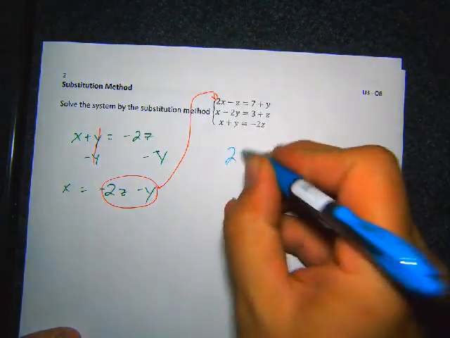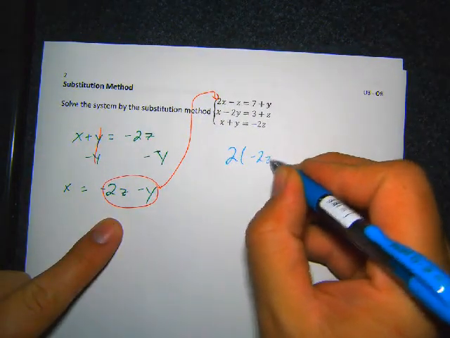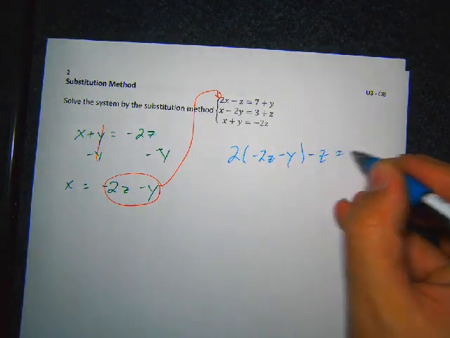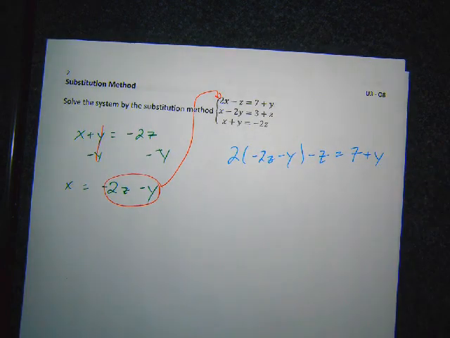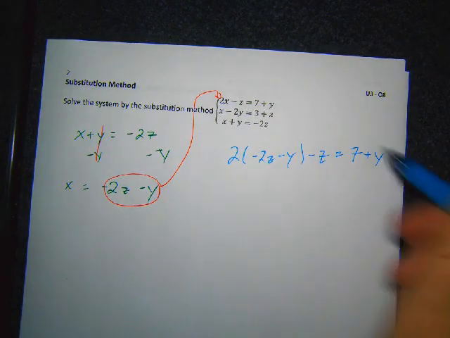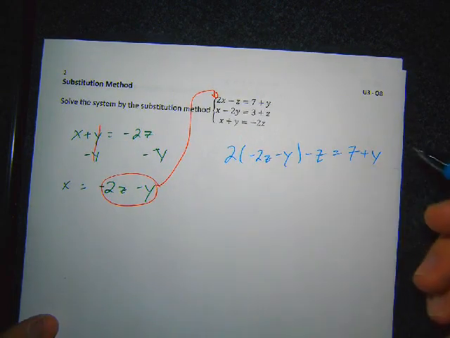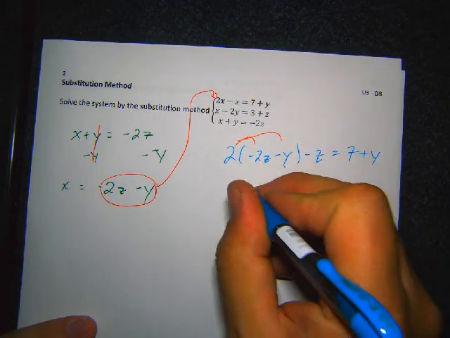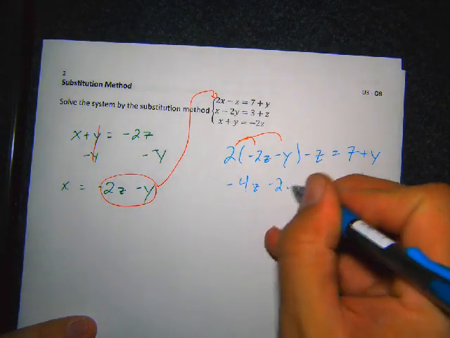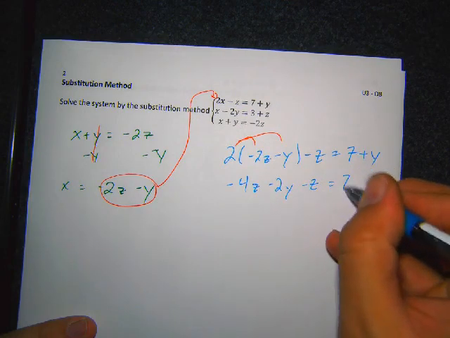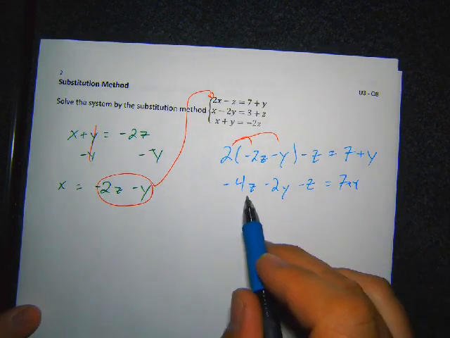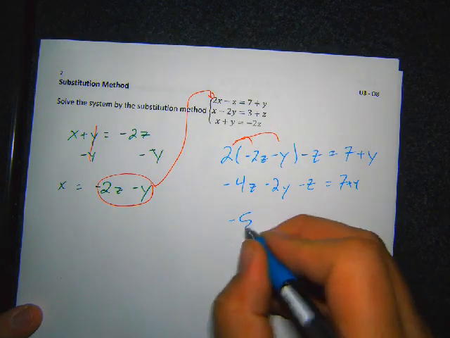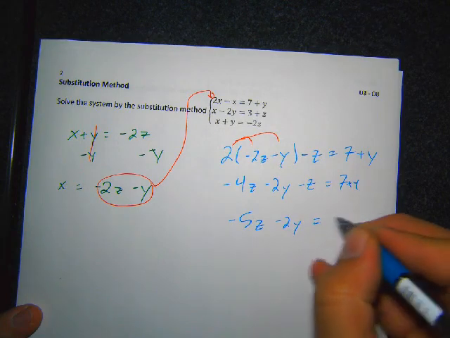So we end up with 2 times this, negative 2z minus y. All that's getting plugged in for x. Still minus z, still equals 7 plus y. Now we're going to take that equation and try to simplify it a bit. So first off, let's go ahead and distribute that 2 through. So we get negative 4z minus 2y, still minus z equals 7 plus y. I want to go ahead and combine z's. So negative 4z minus z gives me negative 5z minus 2y equals 7 plus y.